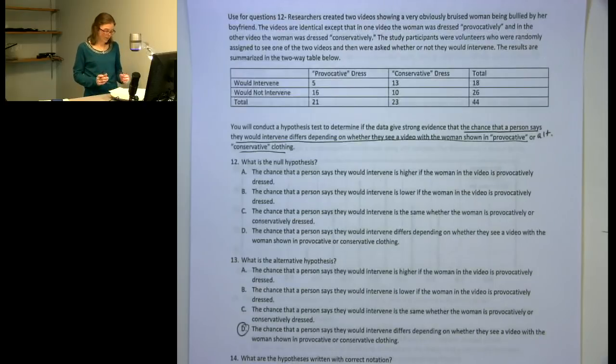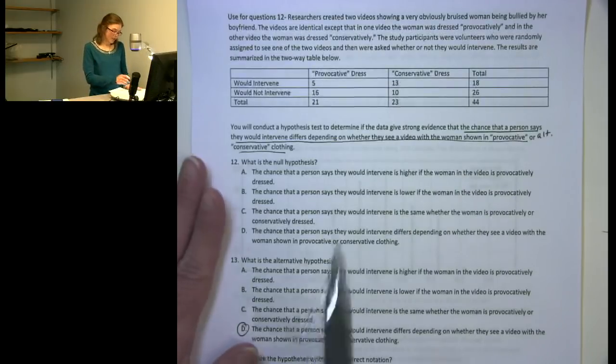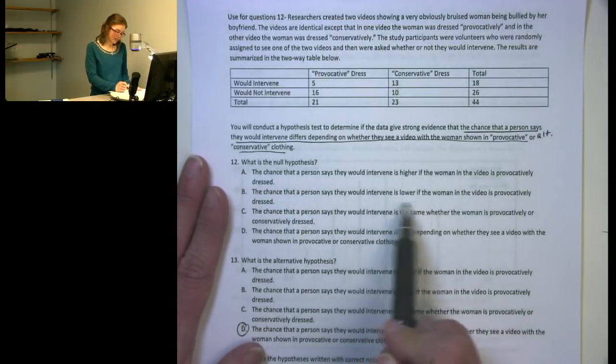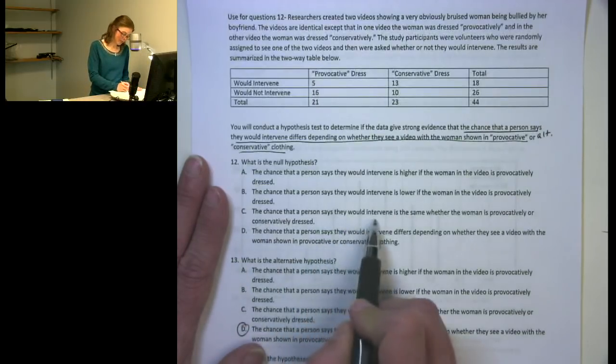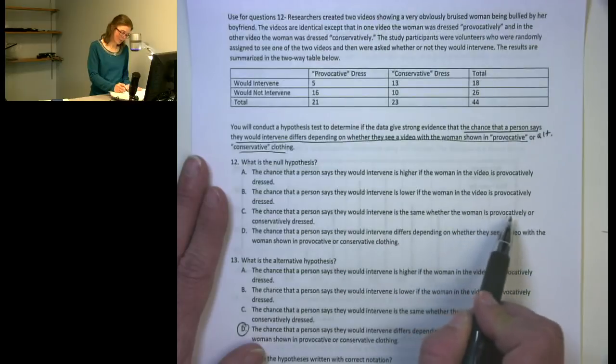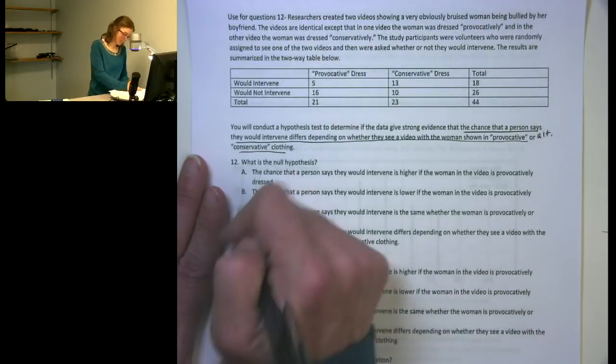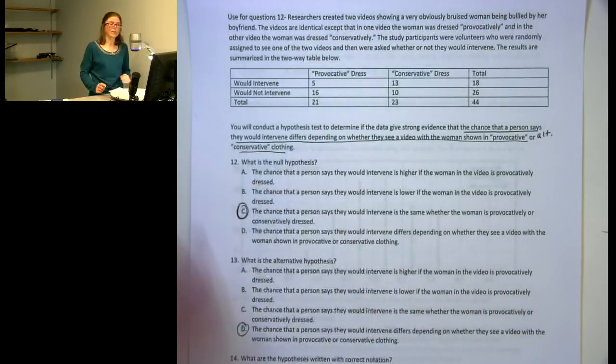And remember that our null hypothesis is always a statement of equality. So when we see something that says higher, lower, or differs, those could not possibly be the null hypothesis, because the null hypothesis is always going to have an equality involved. So the chance that a person says they would intervene is the same whether the woman is provocatively or conservatively dressed. There's our correct null hypothesis.